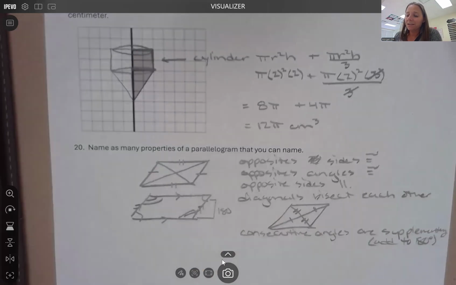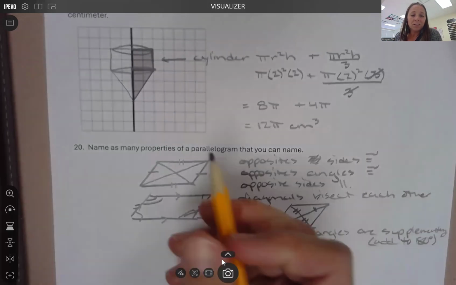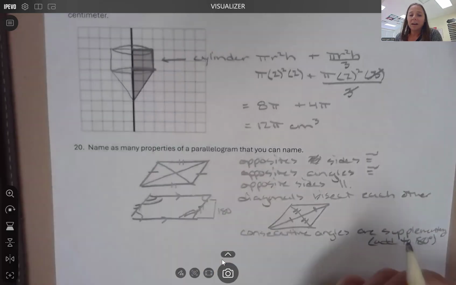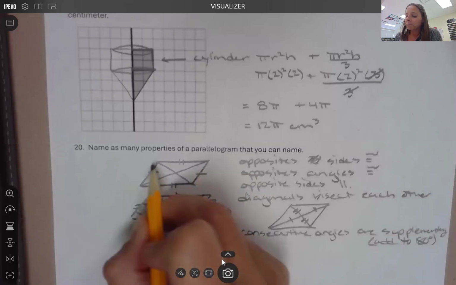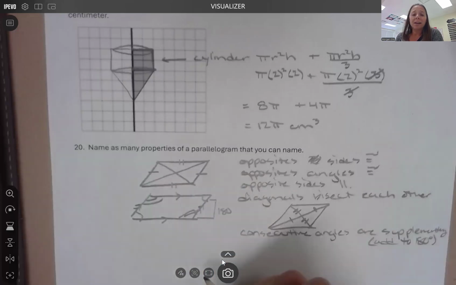In a rhombus, these are perpendicular to one another. In a rectangle, the angles are 90 degrees. We don't have 90 degrees in a parallelogram. The diagonals are equal to each other in a rectangle, but not necessarily in a parallelogram. So I think we got everything.